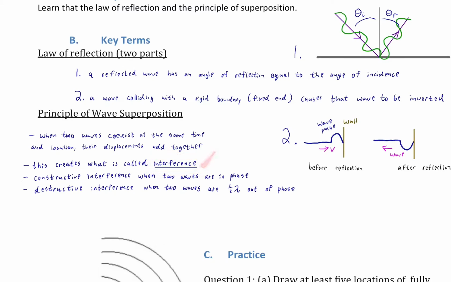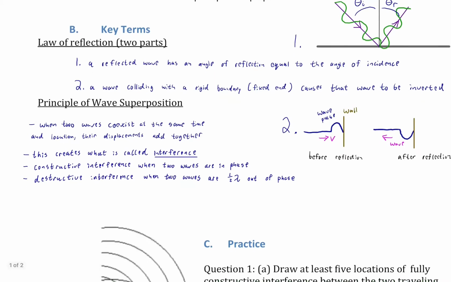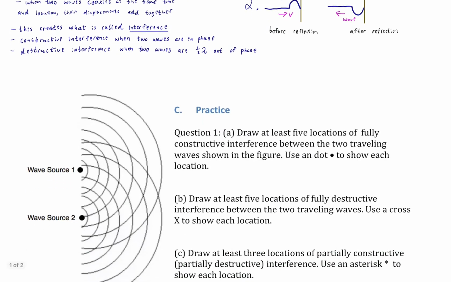We use the word interference. So you can think of interference as being a consequence of the big idea of principle of wave superposition. But in practicality, we almost always talk about interference, constructive or destructive. And with that in mind, we should get to our first practice problem here.